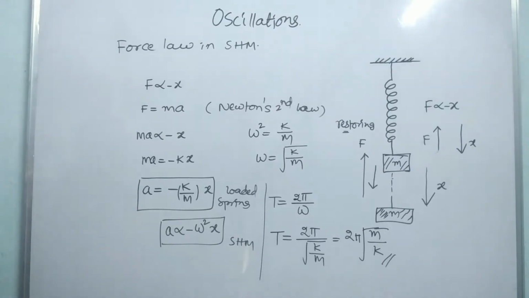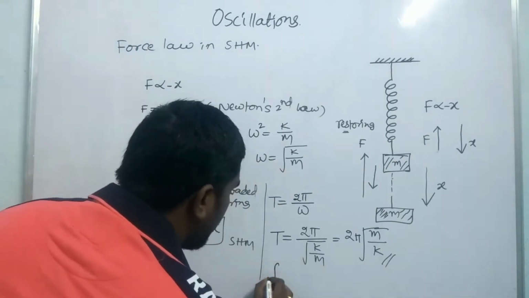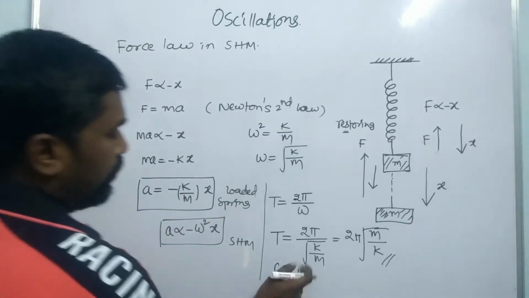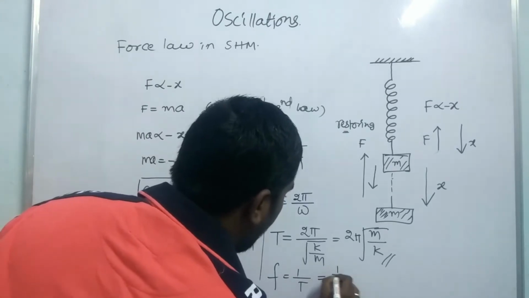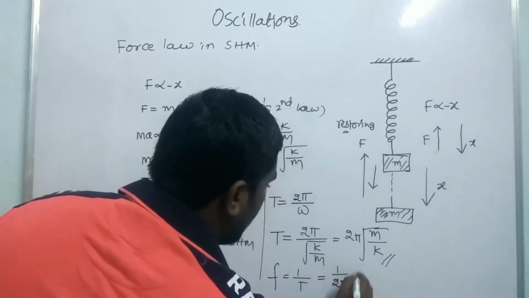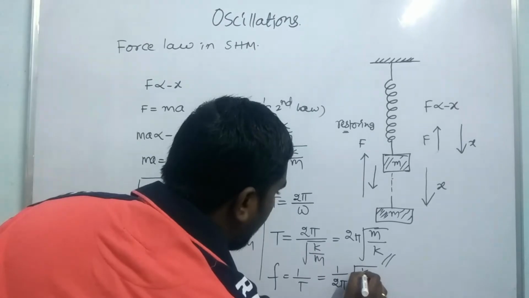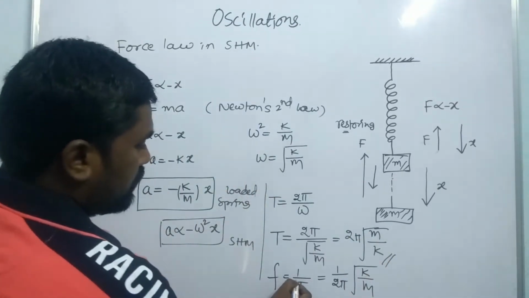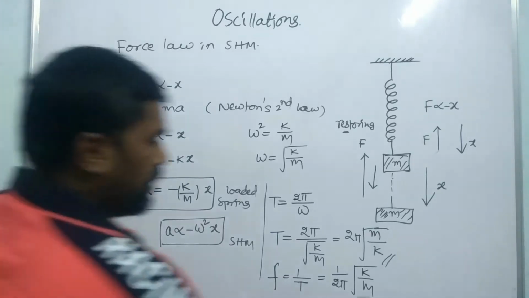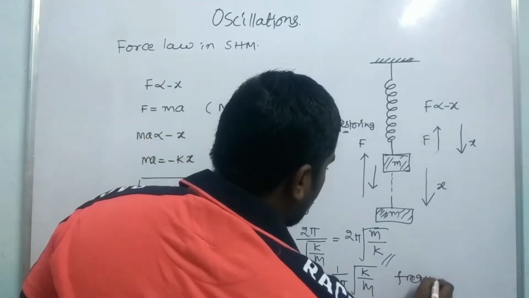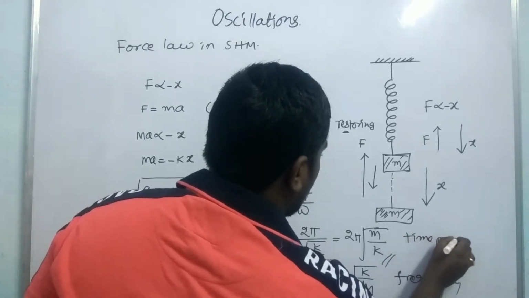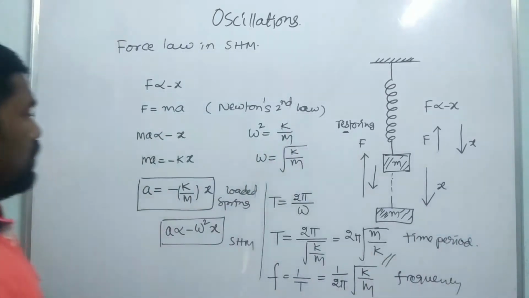And here you can write the frequency of the loaded spring, f is equal to 1 by T. The number of oscillations per unit time can be written as 1 by 2 pi into under root of k by m. So this is the reciprocal of the time period, and so it is the frequency. Here this is the frequency and this is the time period. Okay, clear?